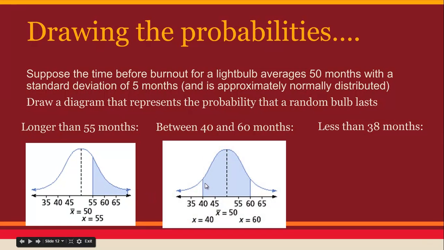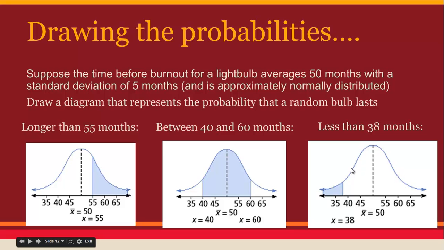Between 40 and 60, there's a dash at each standard deviation just to represent the z-score. And between 40 and 60 is what we actually like. That's your 95% lying there. And less than 38, 38's not right on a standard deviation number. This is something that we're going to have to learn how to interpret.